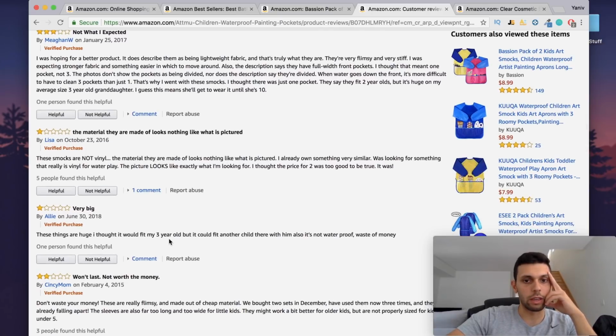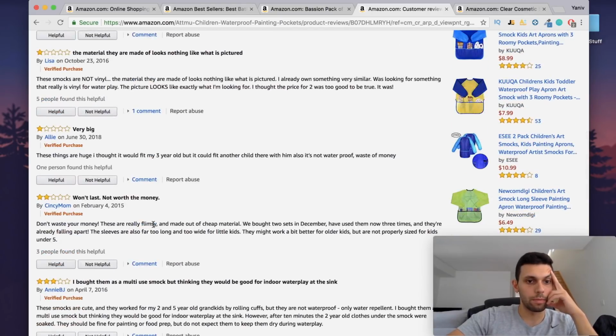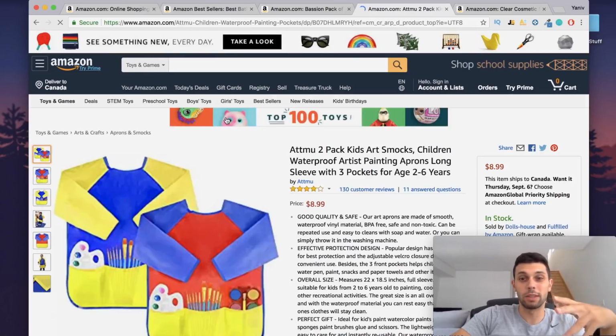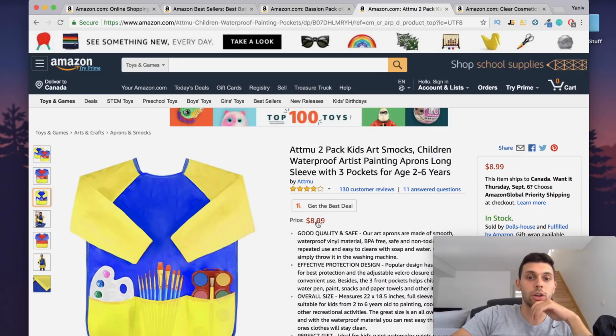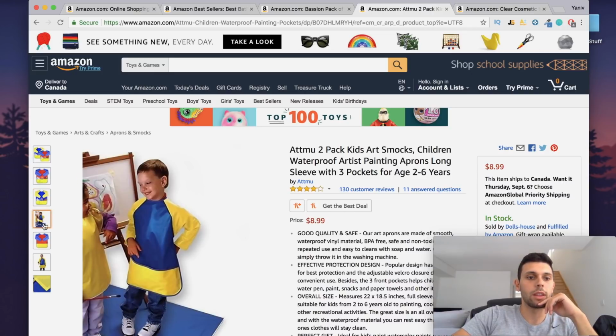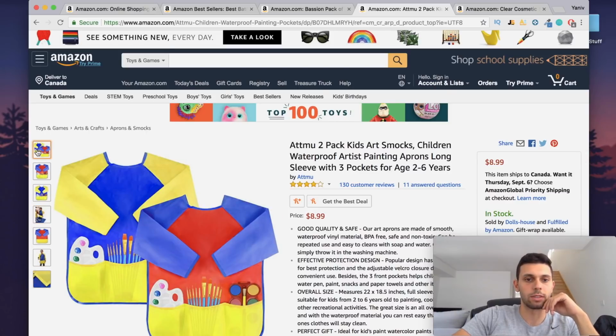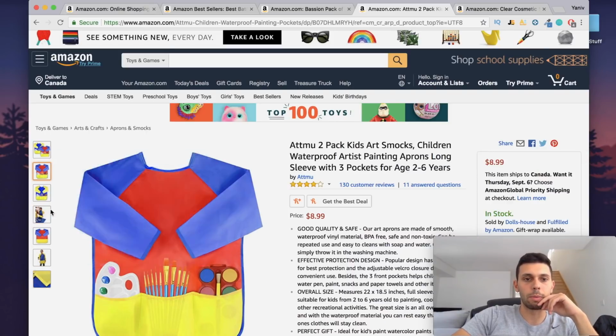Things huge. Okay, so it's too big. Flimsy, made out of cheap material. So this is what I was thinking, right? And clearly you can see that if you can make this out of some sort of better material, some sort of higher quality fabric, you could probably price it up at, I don't know, maybe $13, $14, $15, and make some good money. Also maybe add sizes, which I'm not saying is a thing. So that's probably why people are complaining about that.